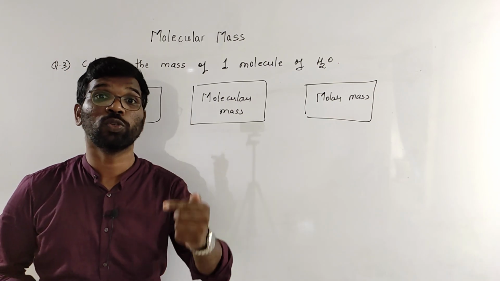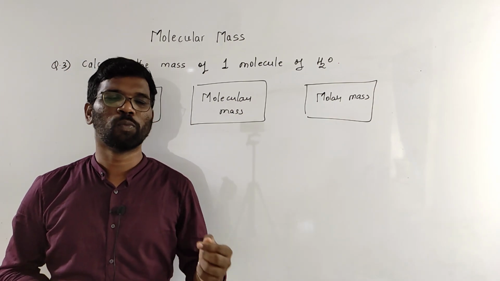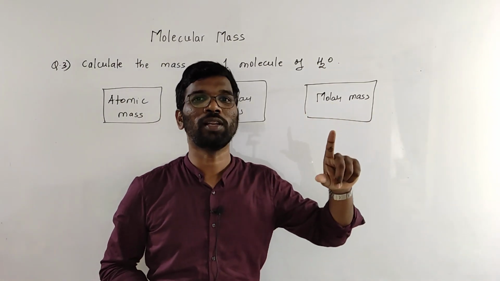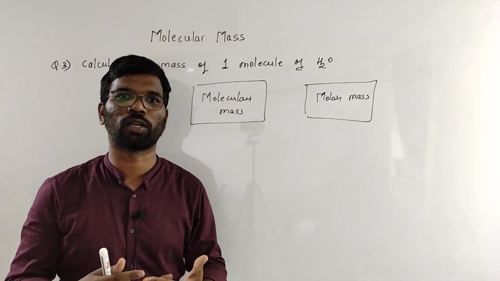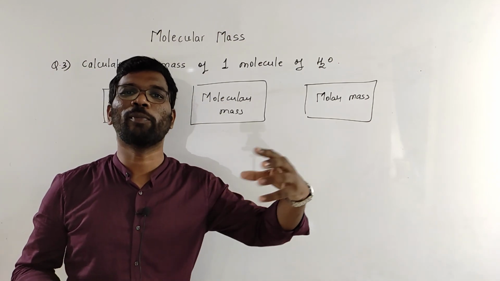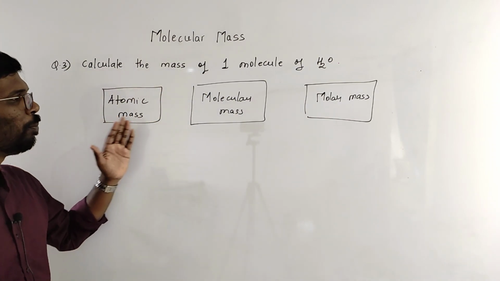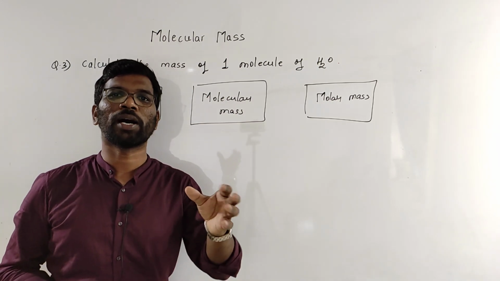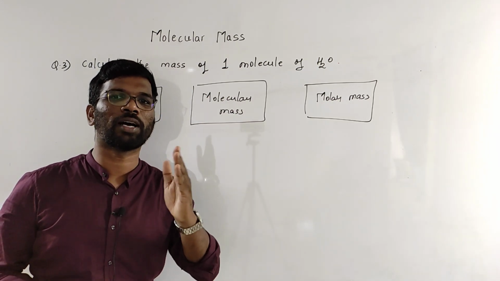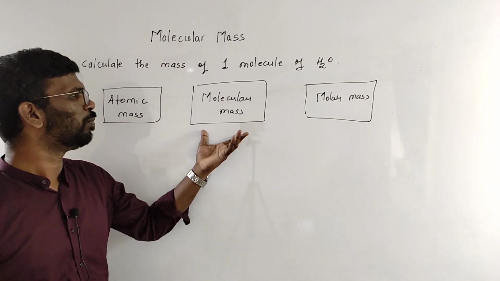I can also use the word molar mass. Why? The word molar is derived from mole. So whether it is atomic mass or molecular mass, it is for 1 mole of the substance, isn't it? So instead of saying atomic mass, I can use the words molar mass of carbon is 12 or molar mass of nitrogen is 14. Now what is the meaning of molecular mass?